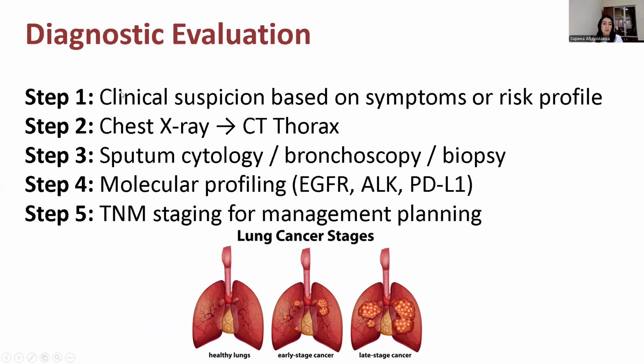Step 1 is clinical suspicion based on symptoms and risk profile. It means if the patient is a smoker or has some chronic lung conditions, and a cough for more than 3 weeks, we have to check them on step 2. It is chest X-ray or CT of the thorax. Then step 3 is about sputum cytology, bronchoscopy, and biopsy. Step 4 is molecular profiling, and step 5 is about TNM staging for management planning.